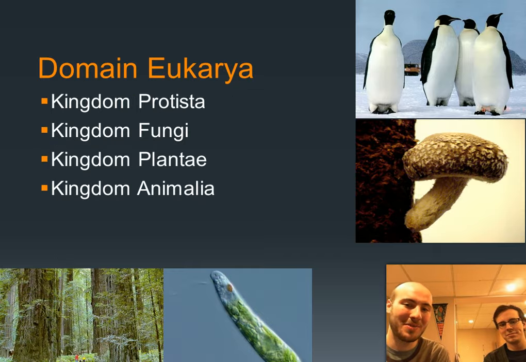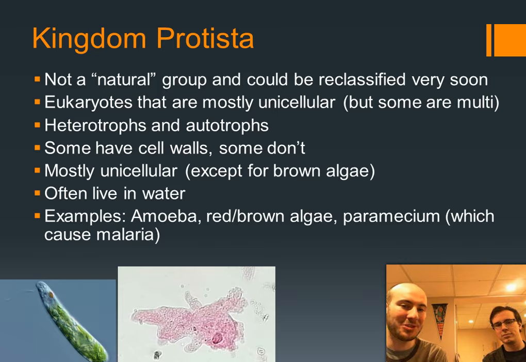So now we're going to get into maybe the more charismatic domain, which is domain Eukarya, which we belong to. There are actually 4 kingdoms within domain Eukarya: Kingdom Protista, Kingdom Fungi, Kingdom Plantae, Kingdom Animalia. I'm guessing you've heard of 3 of those, maybe 4. I think I've heard of all 4 of those. I remember all 4 of those. The first one that we're going to talk about, Kingdom Protista, is kind of the tricky one.